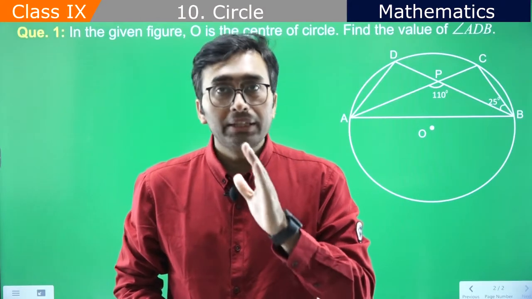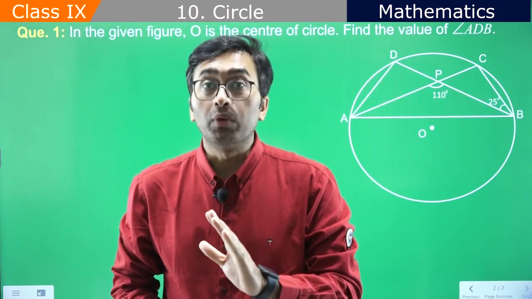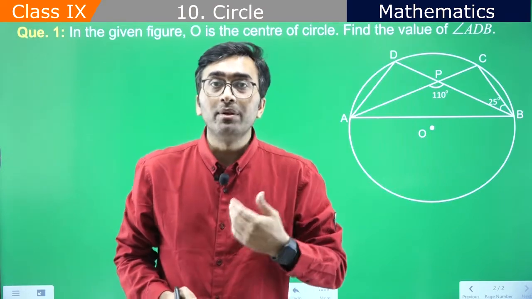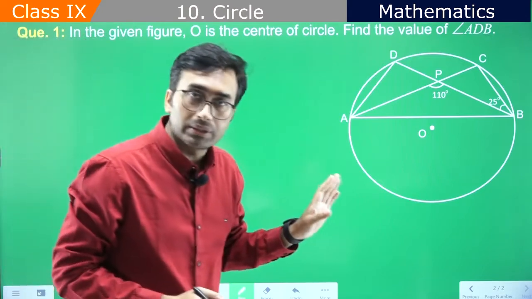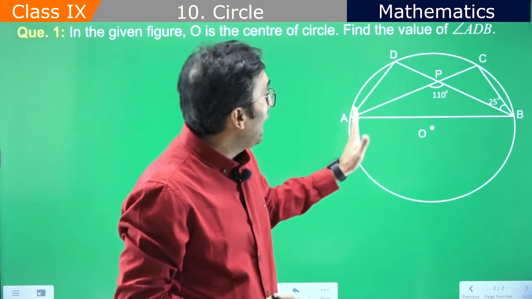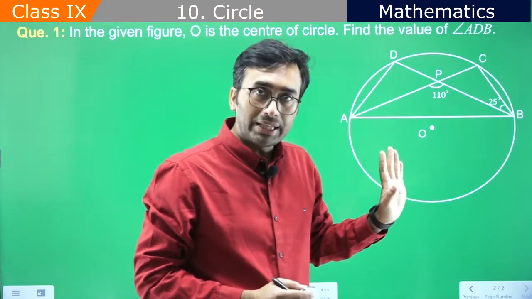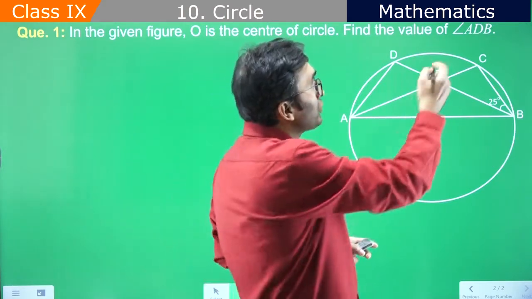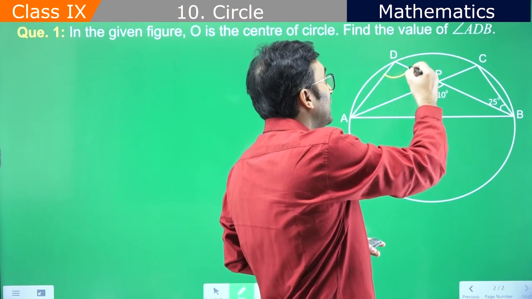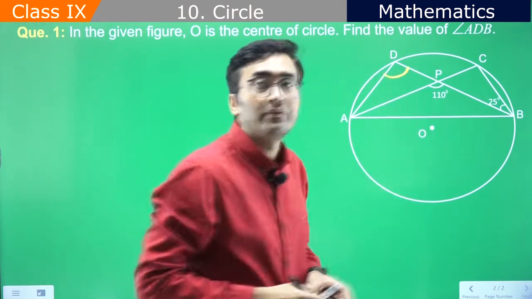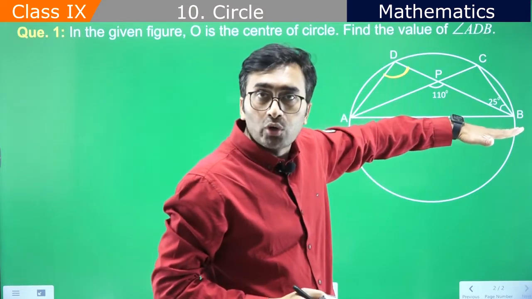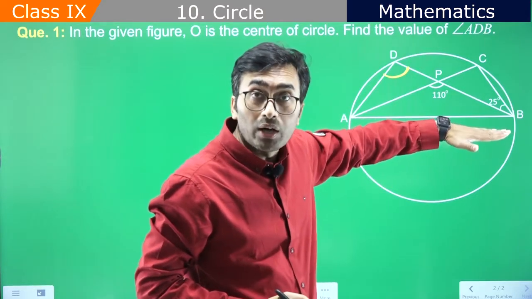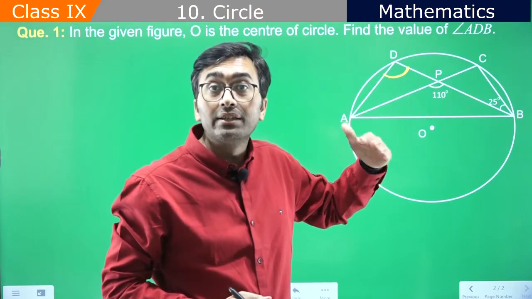Okay, now as we have done, the angles in the same segment are equal. So now we are going to solve a problem based on this. See, the question is, in the given figure, O is the center of the circle, and AB is a chord, and we have to find the value of this angle ADB. So what we can observe here, as AB is the chord of the circle, this chord is going to divide the circle into two parts.